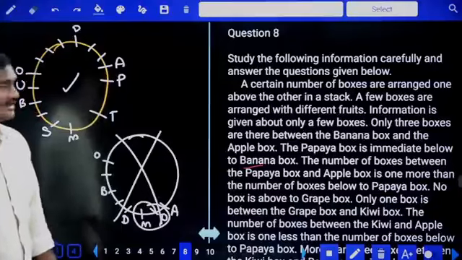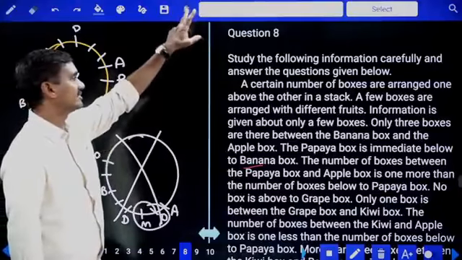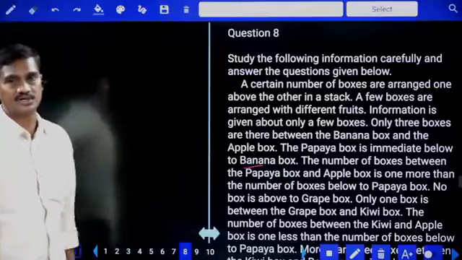Then next one, set number 8, boxes. Now boxes, certain number of boxes is a difficult part altogether.